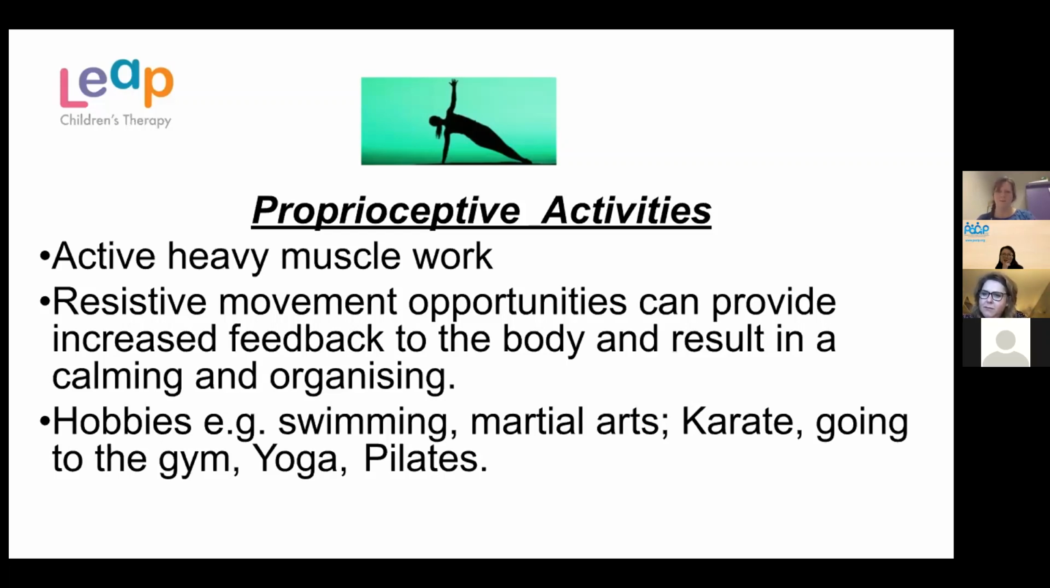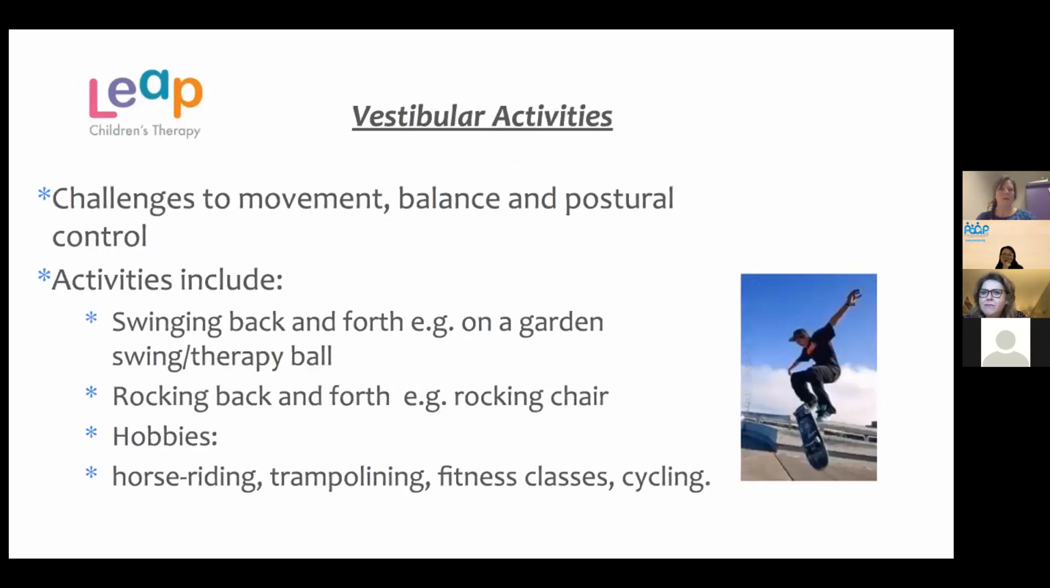He needed that movement. Okay, so vestibular activities. If you've got a child that is seeking out, then give them what they're doing. So if you're seeing a child that's jumping a lot, they need that input. If you're seeing a child who's spinning a lot, they need that kind of input. So lots of swinging in the garden. If you haven't got a swing, they can have a therapy ball and roll over the top of it and do lots of bouncing. Hobbies like trampolining and cycling are lots of vestibular.